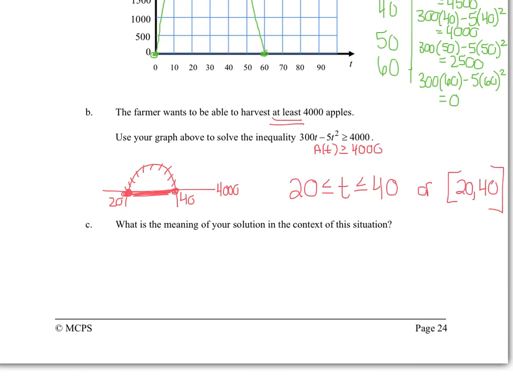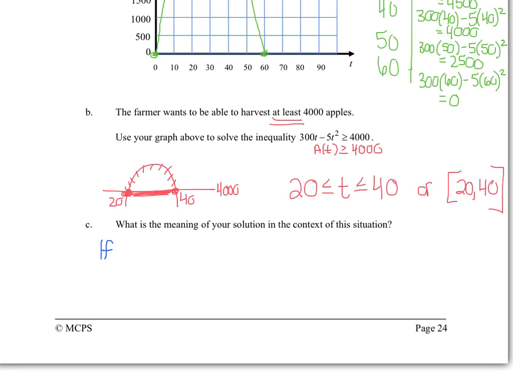Finally, we're asked, what is the meaning of your solution in the context of this situation? Well, we know that the farmer wants to harvest at least 4,000 apples. t is the number of apple trees, so we need between 20 and 40 apple trees inclusive so that the farmer can harvest at least 4,000 apples.